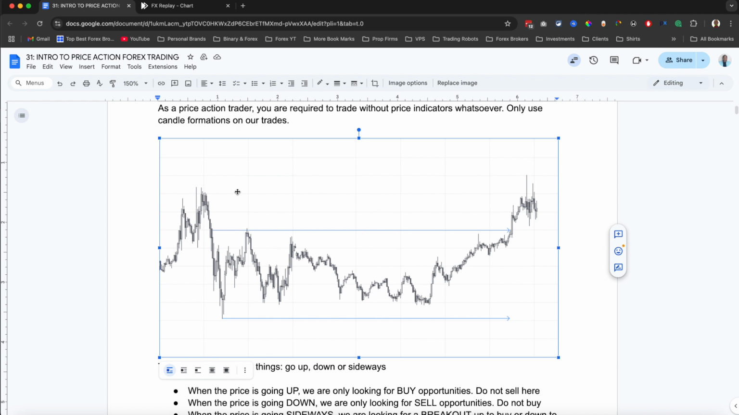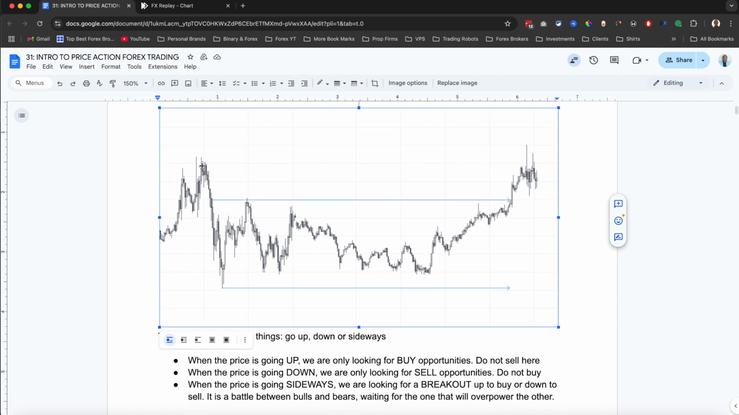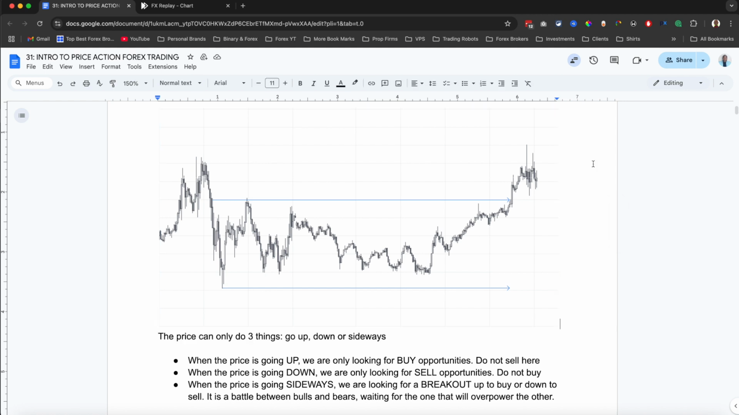We only have the price going up, the price going down, and the price going sideways. For any price action chart, you'll only get these three things. First is the price going up, like here, then it went down, then it went sideways, and then it went up. When it goes up, we are only looking for buy opportunities. So if the price is going up, don't look for sales here, because you'll actually be taken out, because the dominant trend is an uptrend.